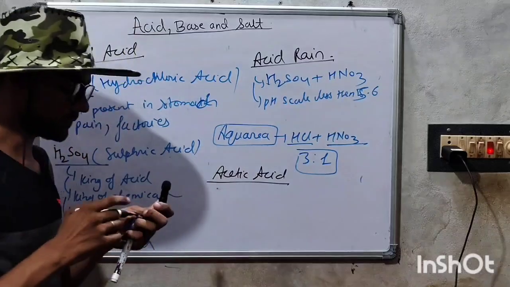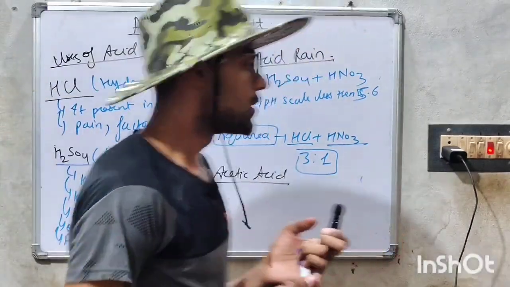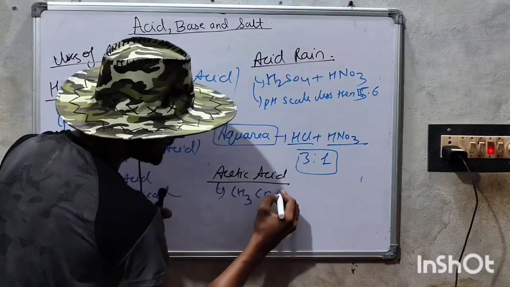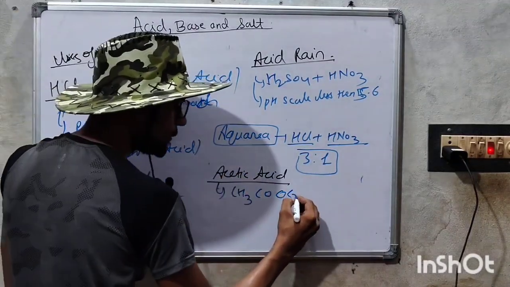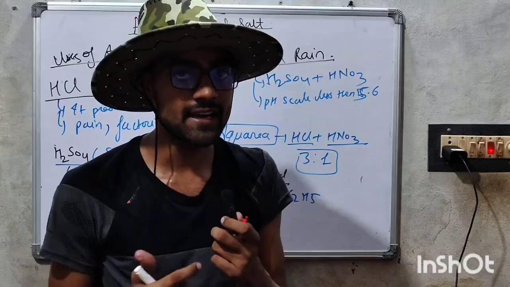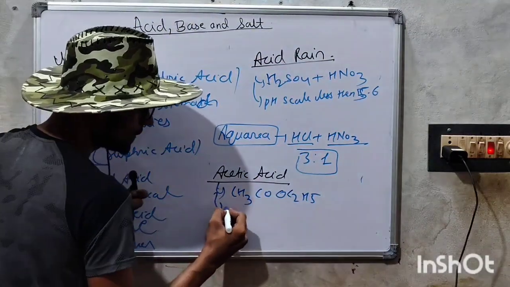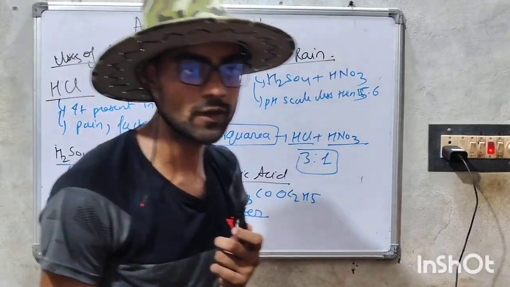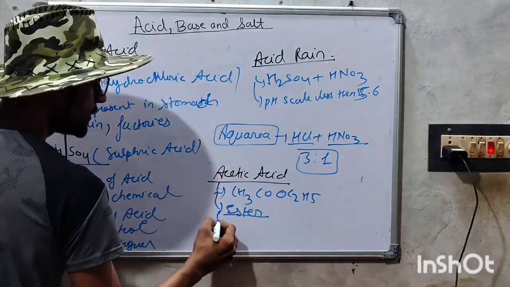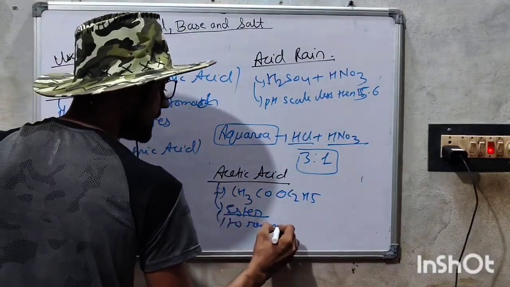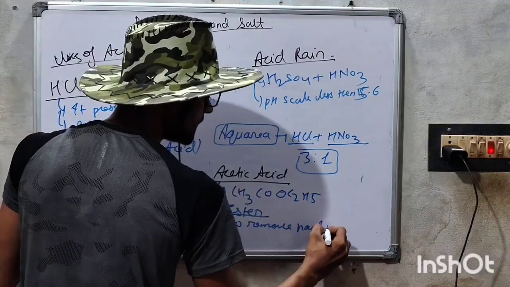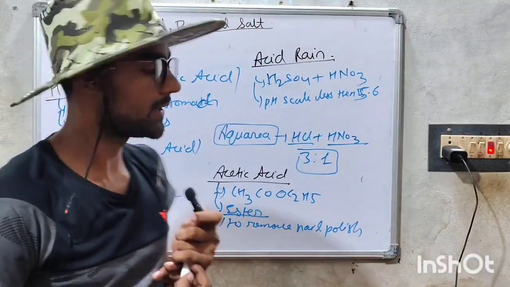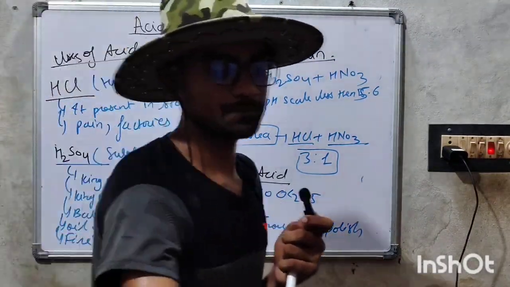Acetic acid. Now we are talking about acetic acid. Its chemical formula is CH3COOC2H5. It is used in the formation of ether, and in nail polish remover to remove the nail polish. Acetic acid is also the chemical found in vinegar.